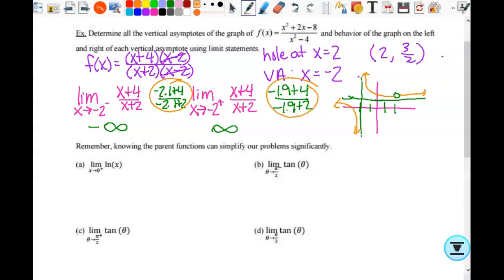It's good. All right, so now it says, remember, knowing the parent functions can simplify our problem significantly. Natural log. What does that look like? What's a log the inverse of? Can you at least tell me that?